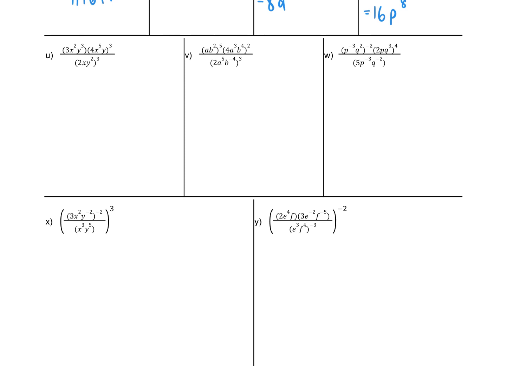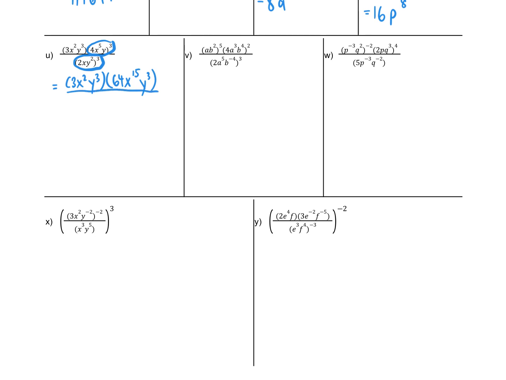Now we have rules where there are more rules involved. So when we look at u, the first thing I notice is I have these two brackets with exponents on the outside. So I have to deal with that first. So 3x squared y cubed will stay the same. But for that other bracket, we'll have 4 to the power of 3, which is 64, x to the power of 15, because 5 times 3, and then y to the power of 3.